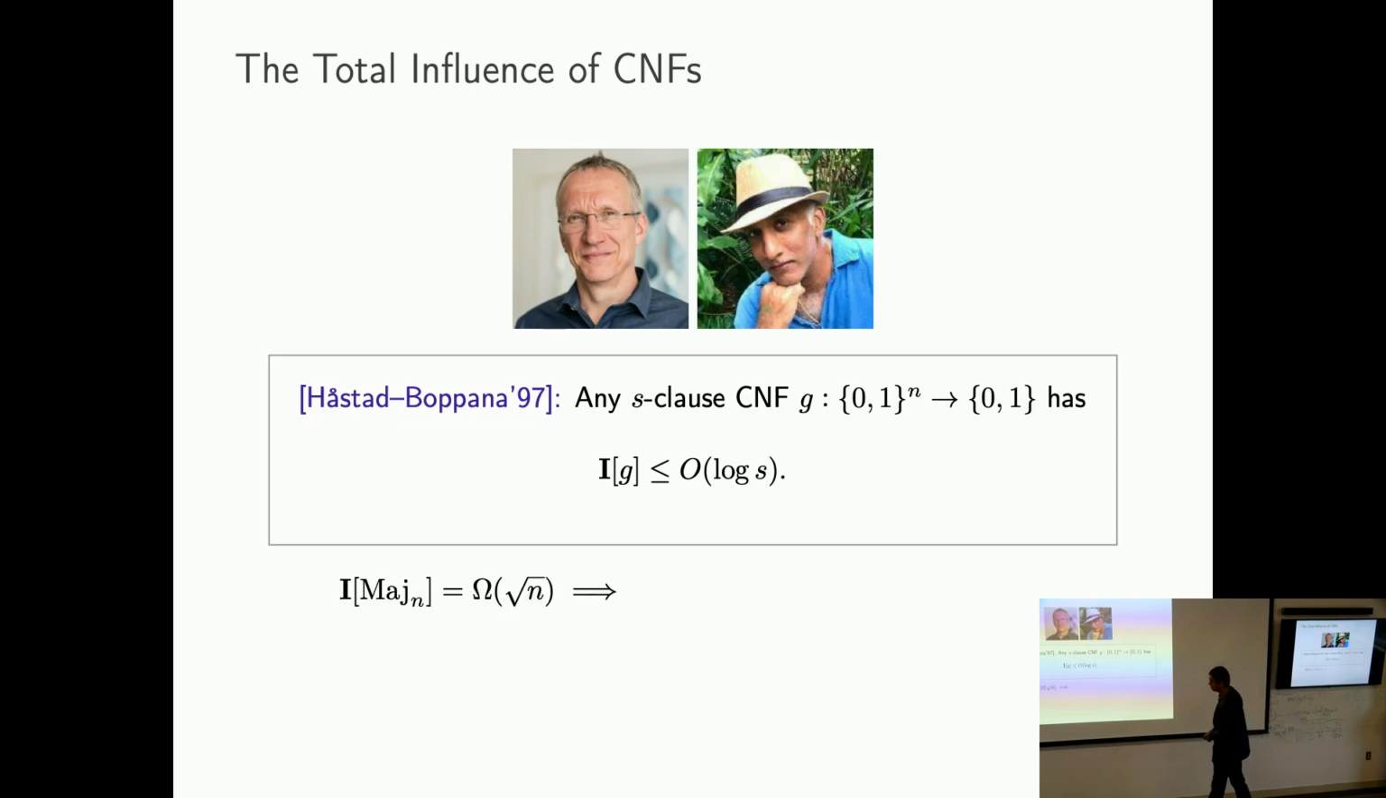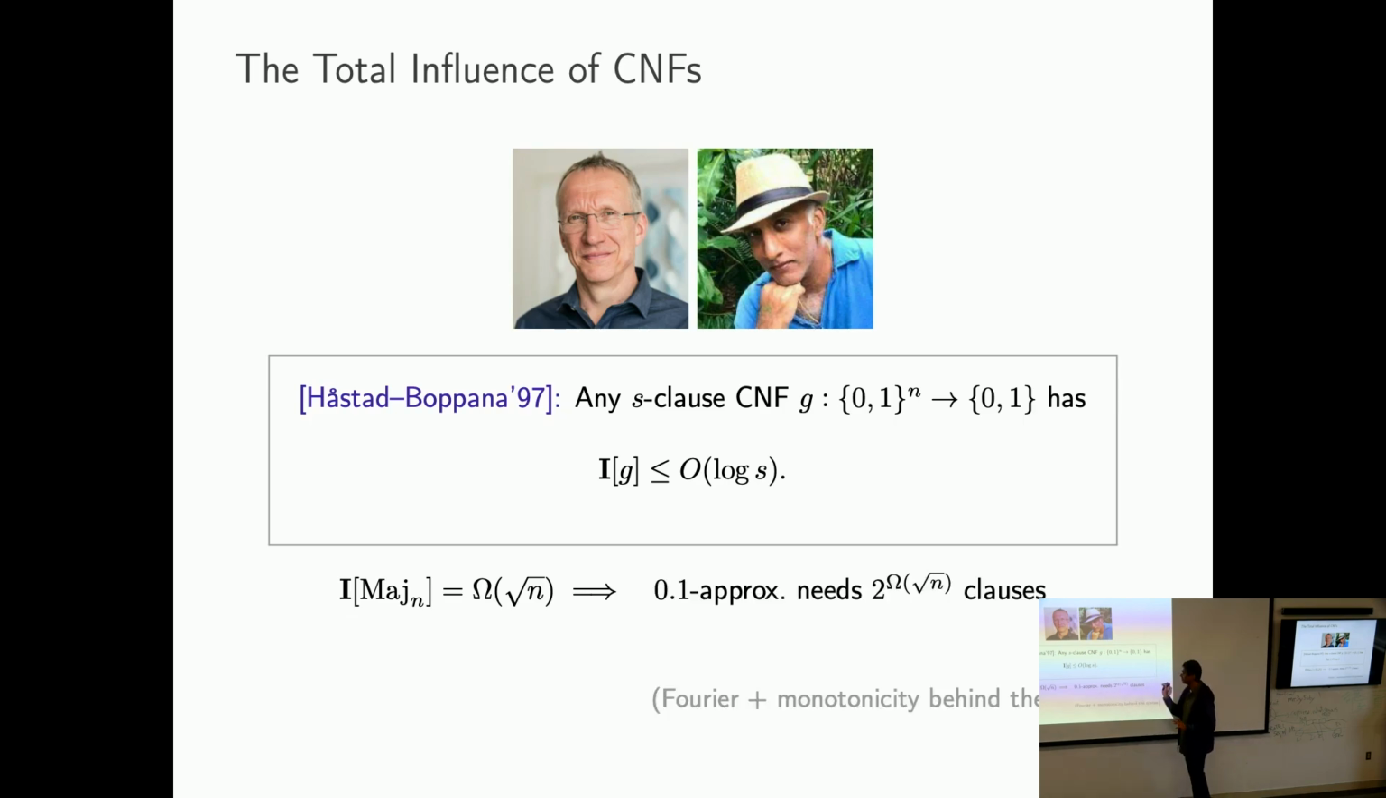So if you take this result and combine it with the fact from the previous slide that the total influence of majority is square root n, it tells you that any 0.1 approximator needs 2 to the root n clauses. Let's say G approximates majority. Then the influence of G is close to the influence of majority, which is root n. So log S is lower bounded by root n. Just exponentiate on both sides: 2 to the root n is the lower bound on S. But again, Fourier analysis and monotonicity are behind the scenes. You really have to show that if G approximates majority, then the influences line up.